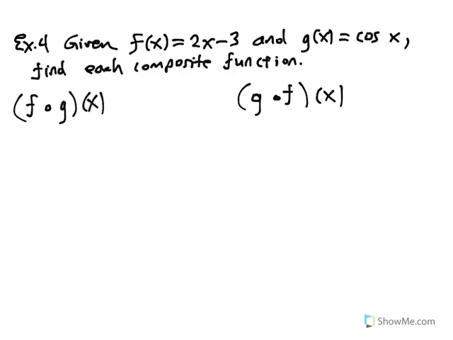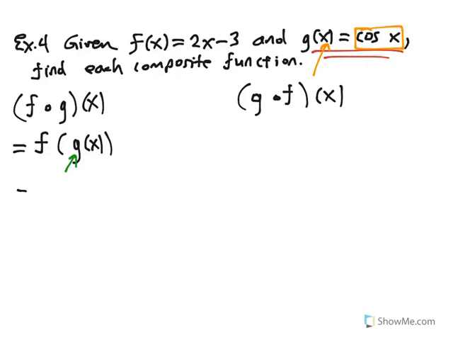So here is our first example for today. Example 4: given f of x is equal to 2x minus 3 and g of x is equal to cosine x, find each composite function. So we have f of g of x. The first thing you want to do is write it this way, f of g of x. Going back to what we just talked about, g of x is the first function, or the inside function, and f of x is the second function. If you look at the function g of x, the input is x, and the output is cosine x.